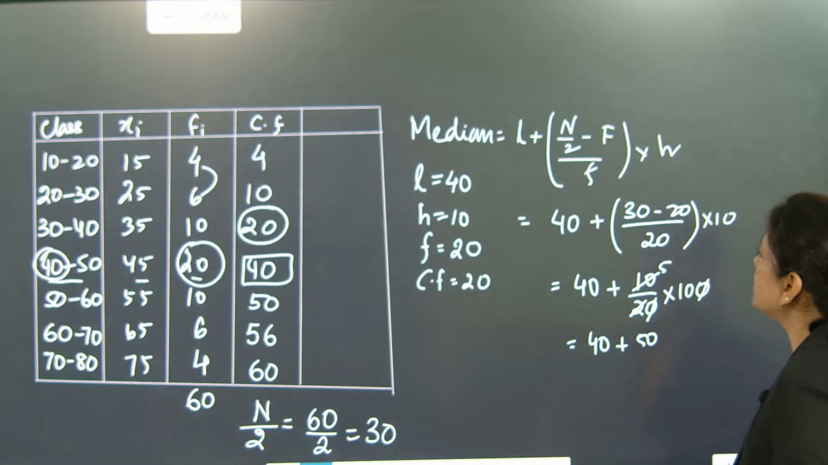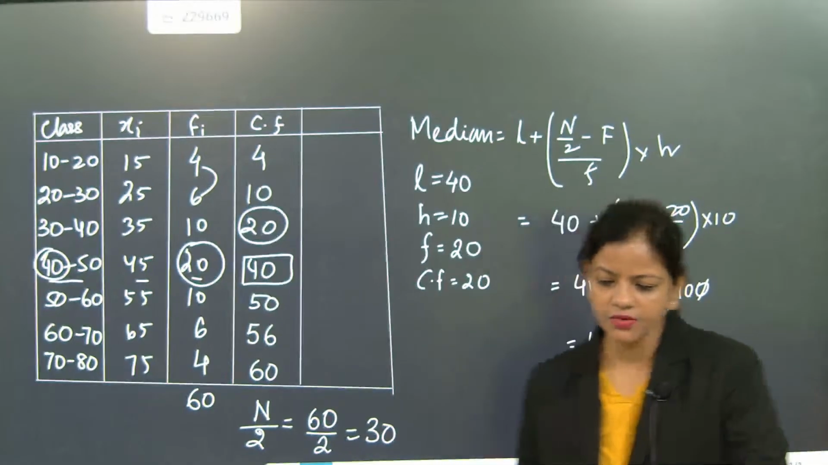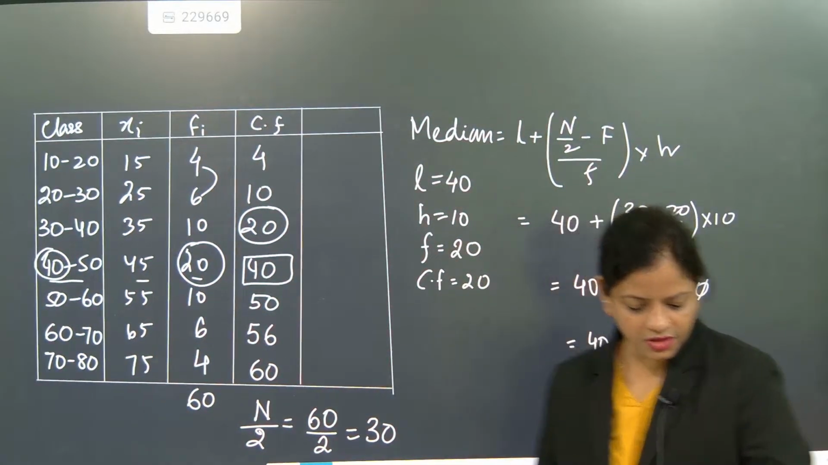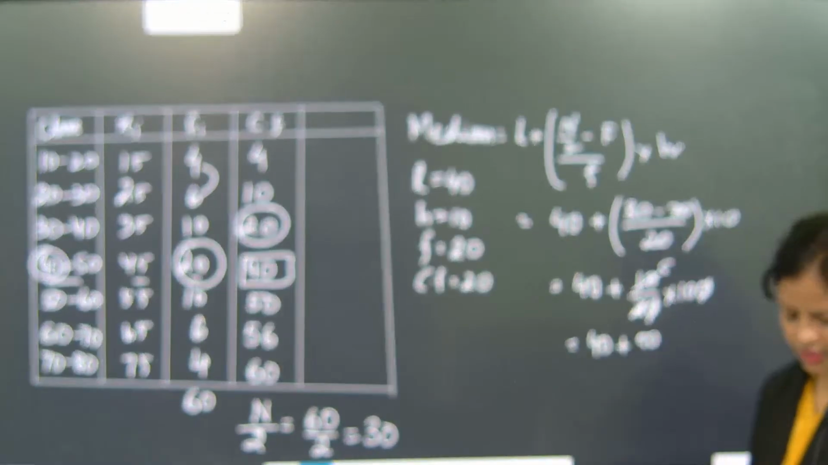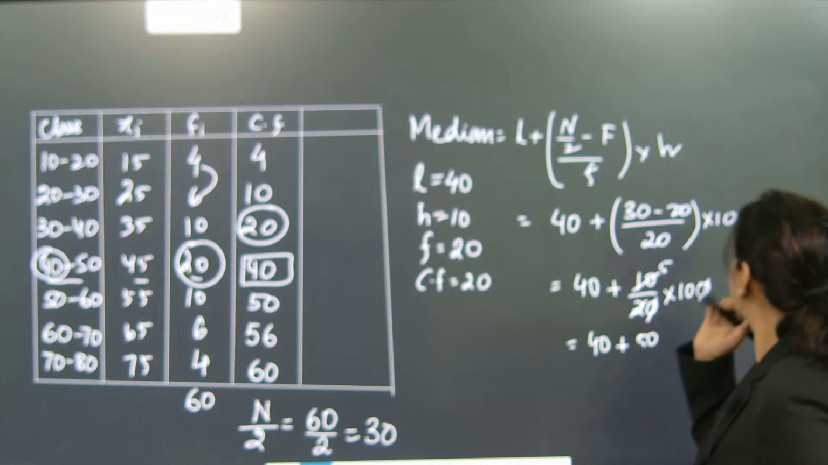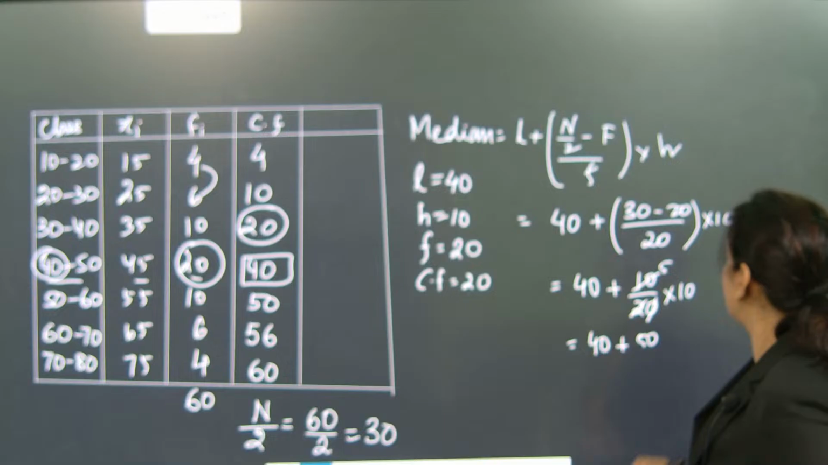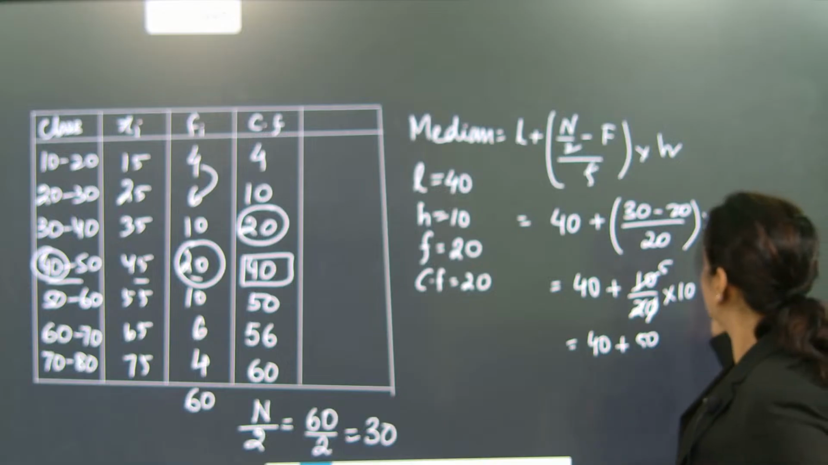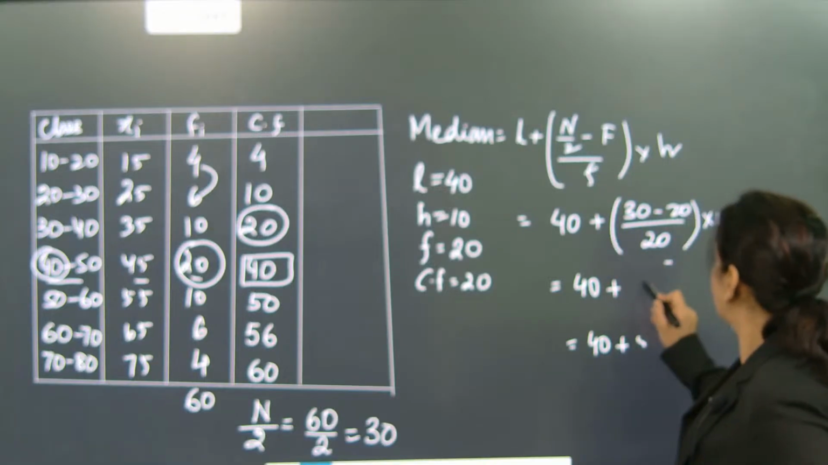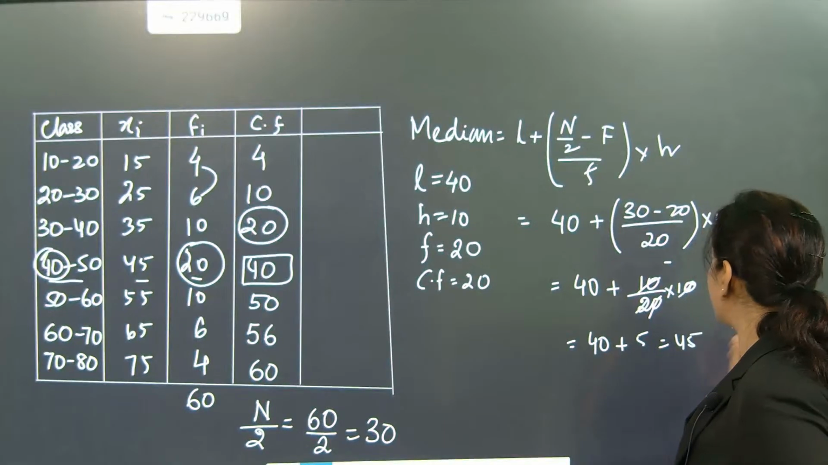If somebody asks you what the median is here: class size is 10. 20 is only there, na? So 30 minus 10, 20 will be there. So what is the median coming? 30 minus 20, by 20, into 10. So 10 into 5 plus 40. So the median will be 10 by 20 into 100, 20. So this cancels, 5. So the median is coming as 45.